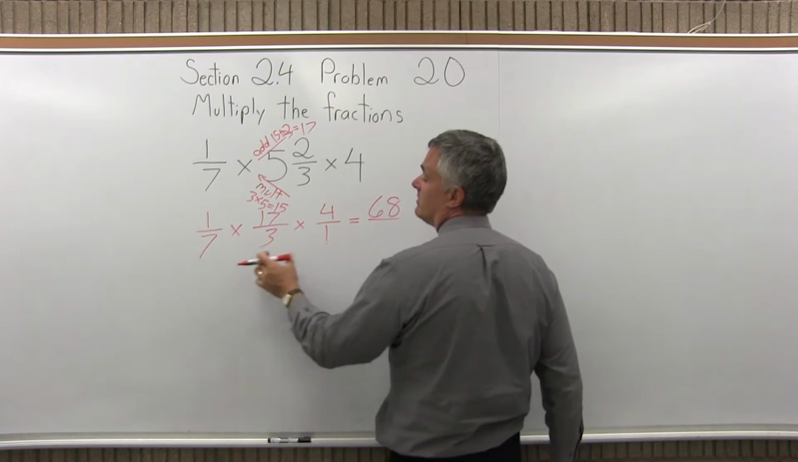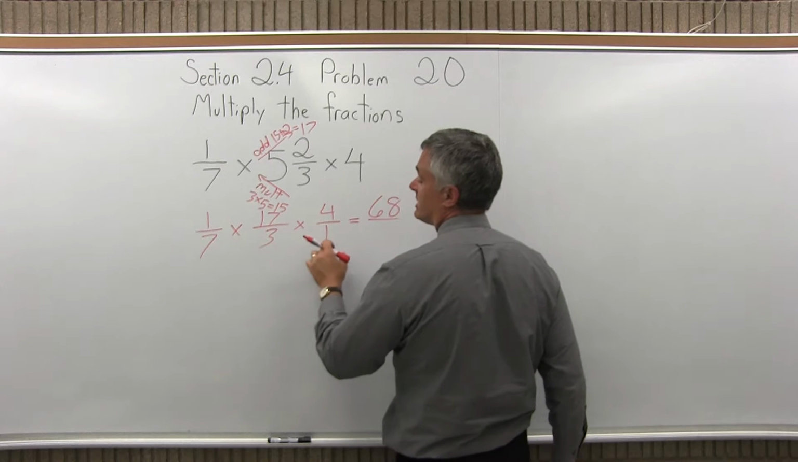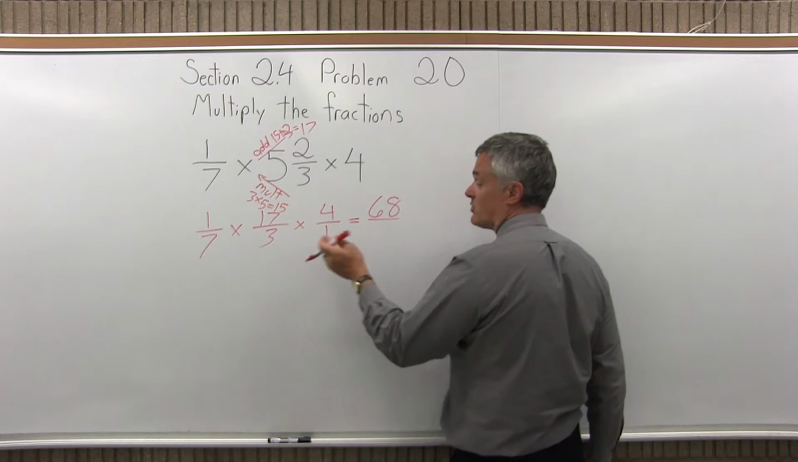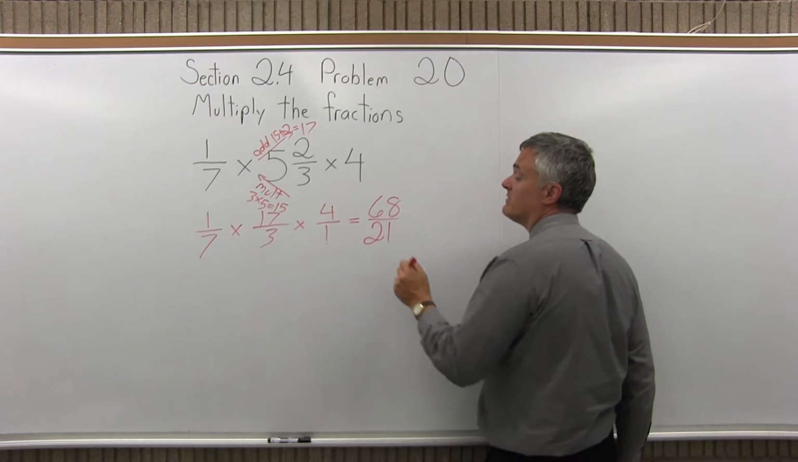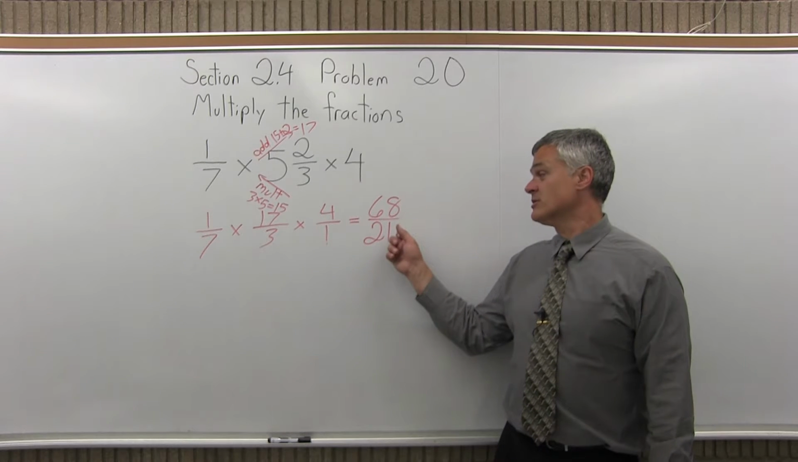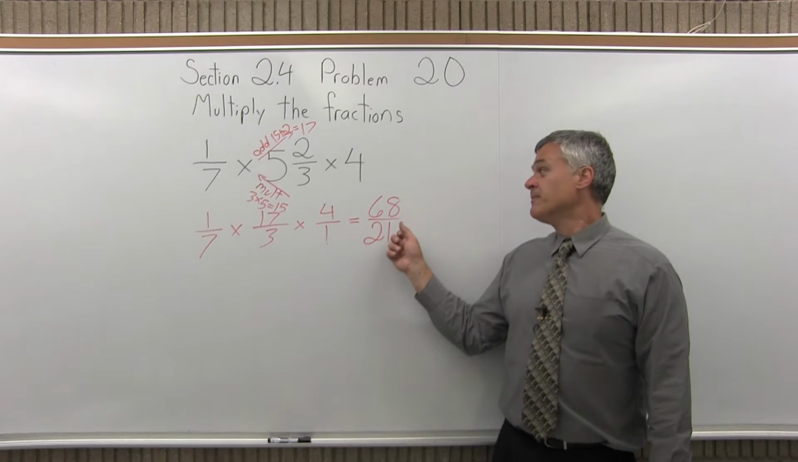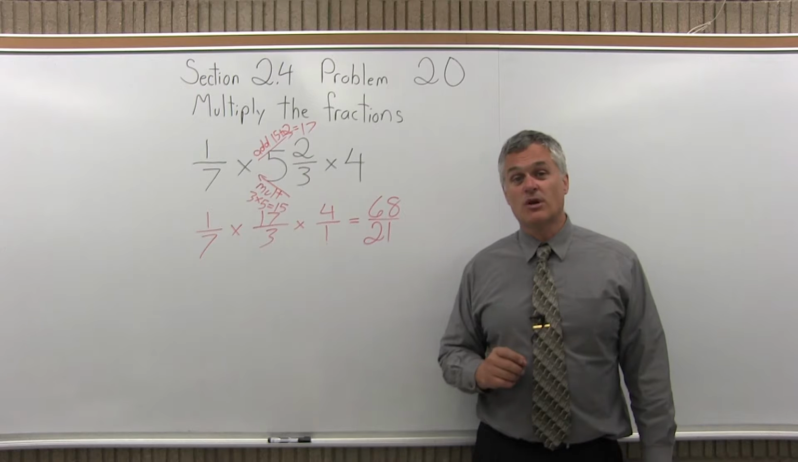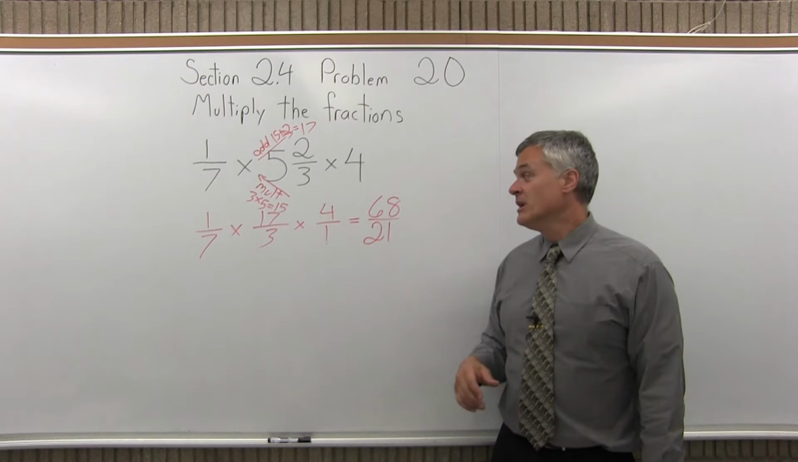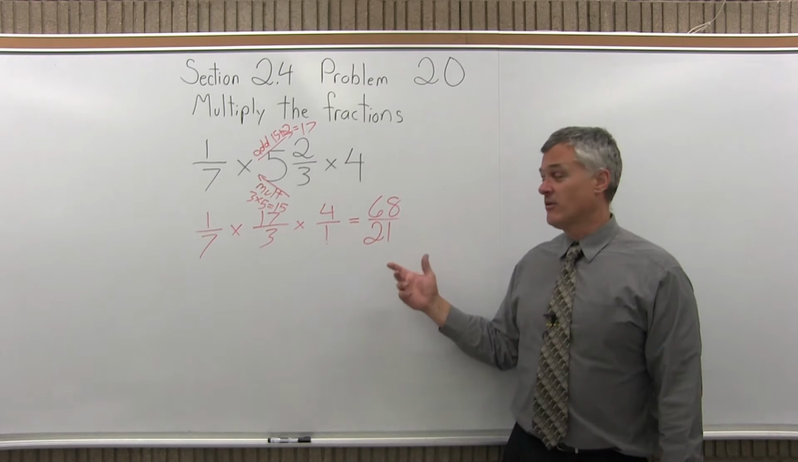Now the bottom is a little easier. 7 times 3 times 1 is 21. 7 times 3 is 21. Then 21 times 1 stays 21. So I have 68 over 21. Now that's an improper fraction because the numerator is larger than the denominator. But if the instructions for the problem don't specifically say that you can't leave it that way, then it's good. You're done.